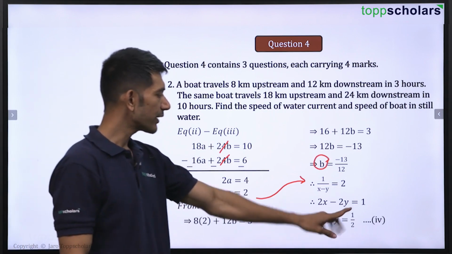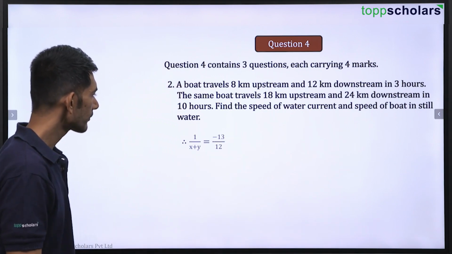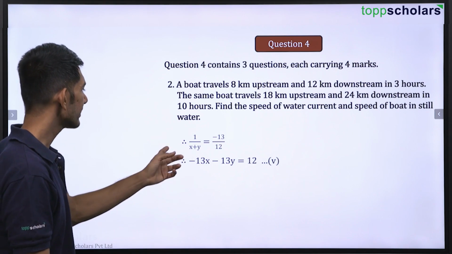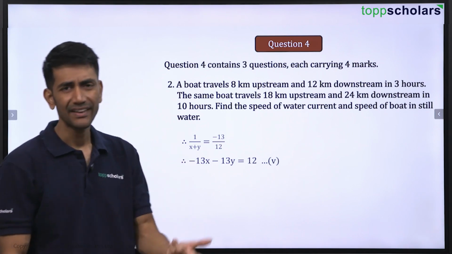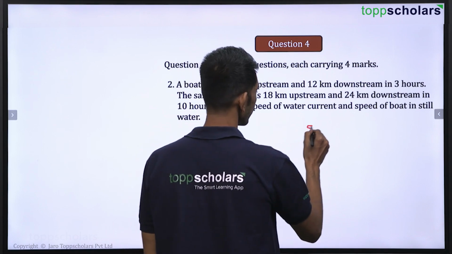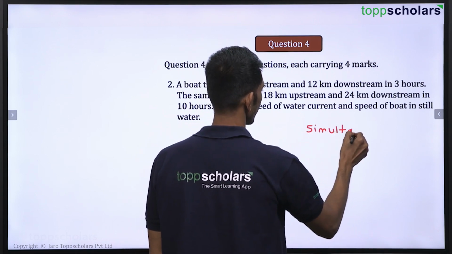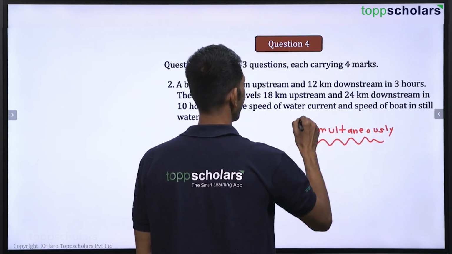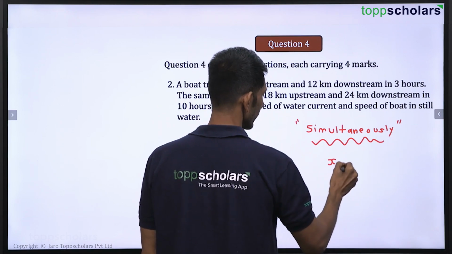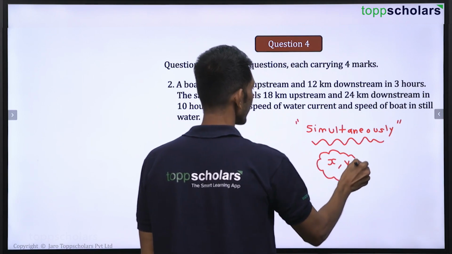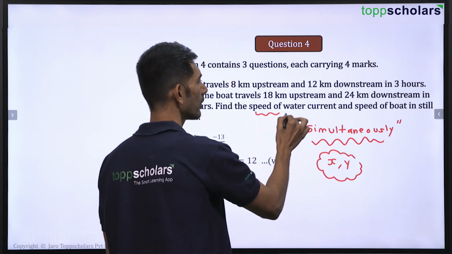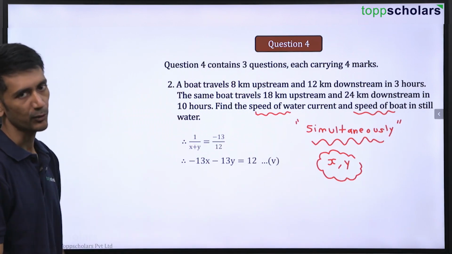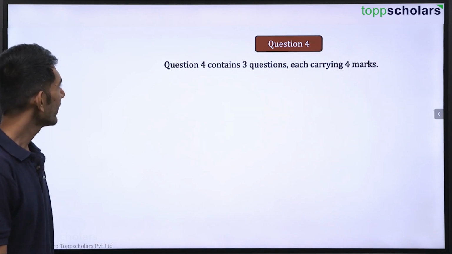Okay, so once you have x minus y is equal to 1 by 2, now what you can do is, you can take b is equal to minus 13 by 12. So that is minus 13x minus 13y is equal to 12. And then you solve the two equations simultaneously, right? You solve the two equations simultaneously and then you will easily get the values of x and y. And once you get the values of x and y, that is nothing but the speed of the water and the speed of the boat, right? Speed of the water current and the speed of the boat. That is how you can find out. Okay, let's continue with the next question.